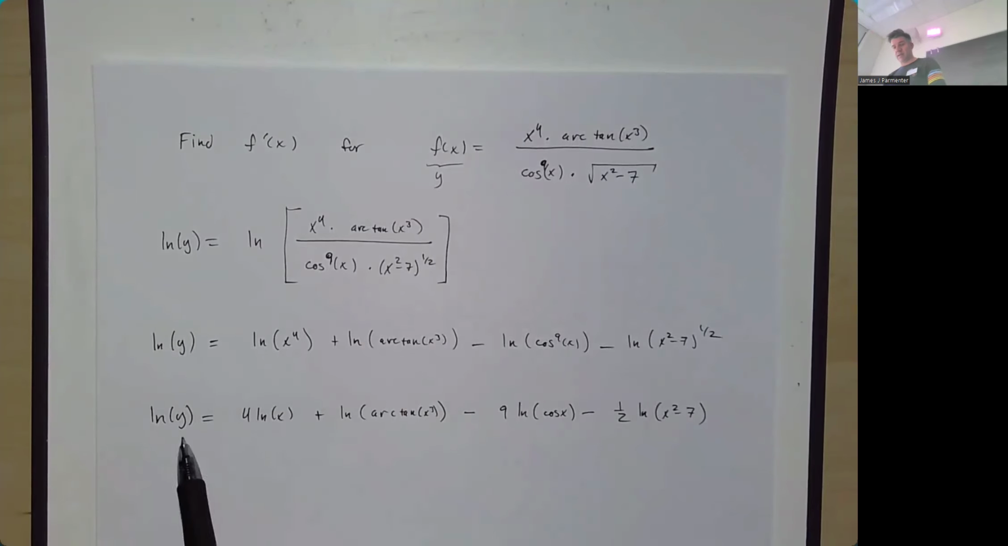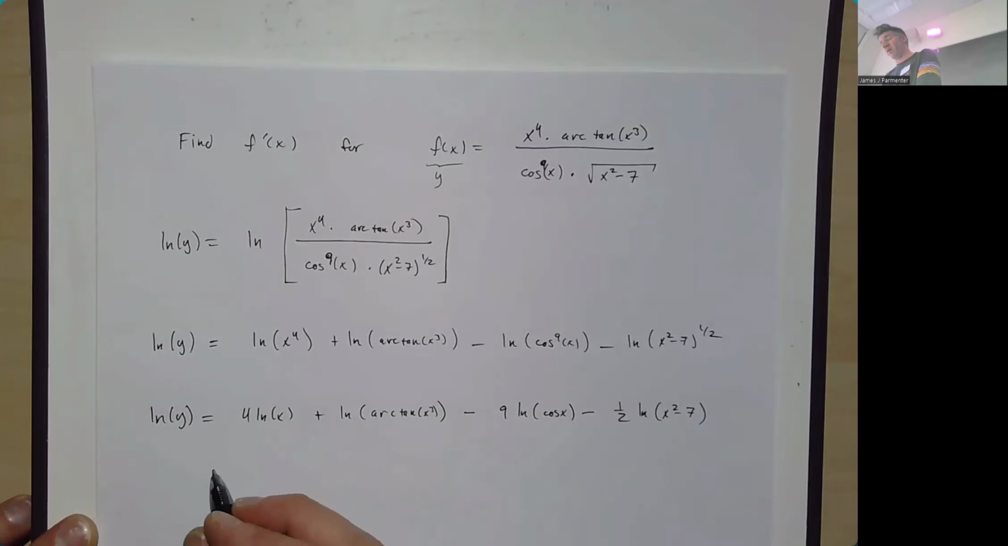And now that we've gotten to this stage, we've made the right-hand expression into as many logarithms that are as simple as possible, so that now we can differentiate both sides without too much effort, without having to use the product and the quotient and the chain. We still have to use some of them, but yeah.